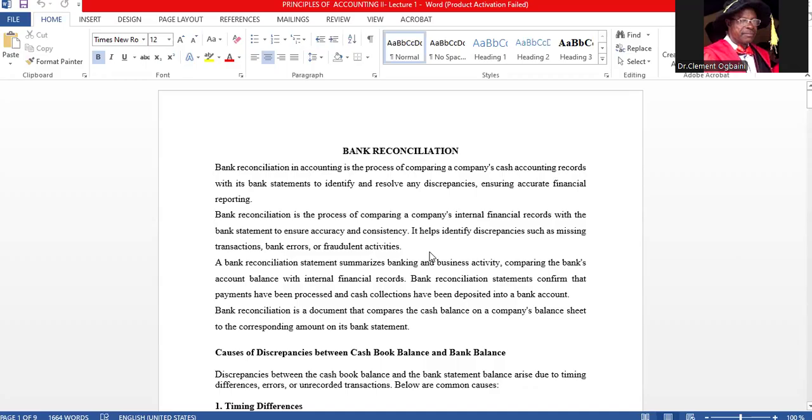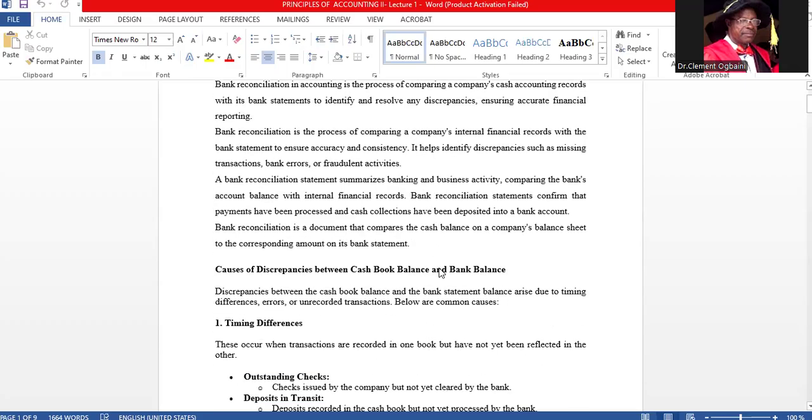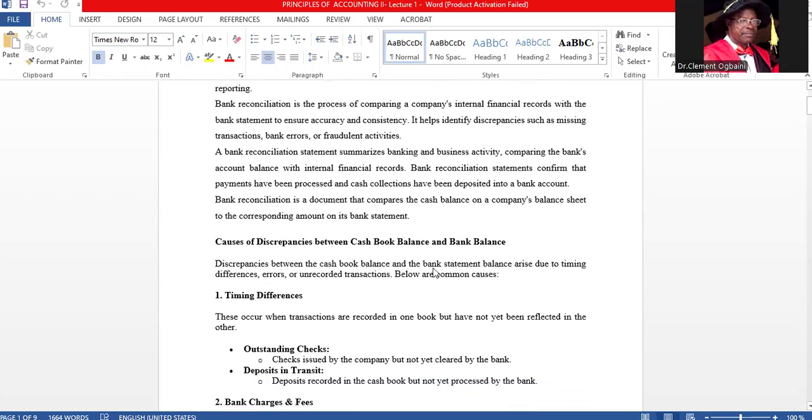So that is why we say bank reconciliation is about reconciling the discrepancies that exist between the cash book of a company and the bank statement. So now, what are the causes of these discrepancies?